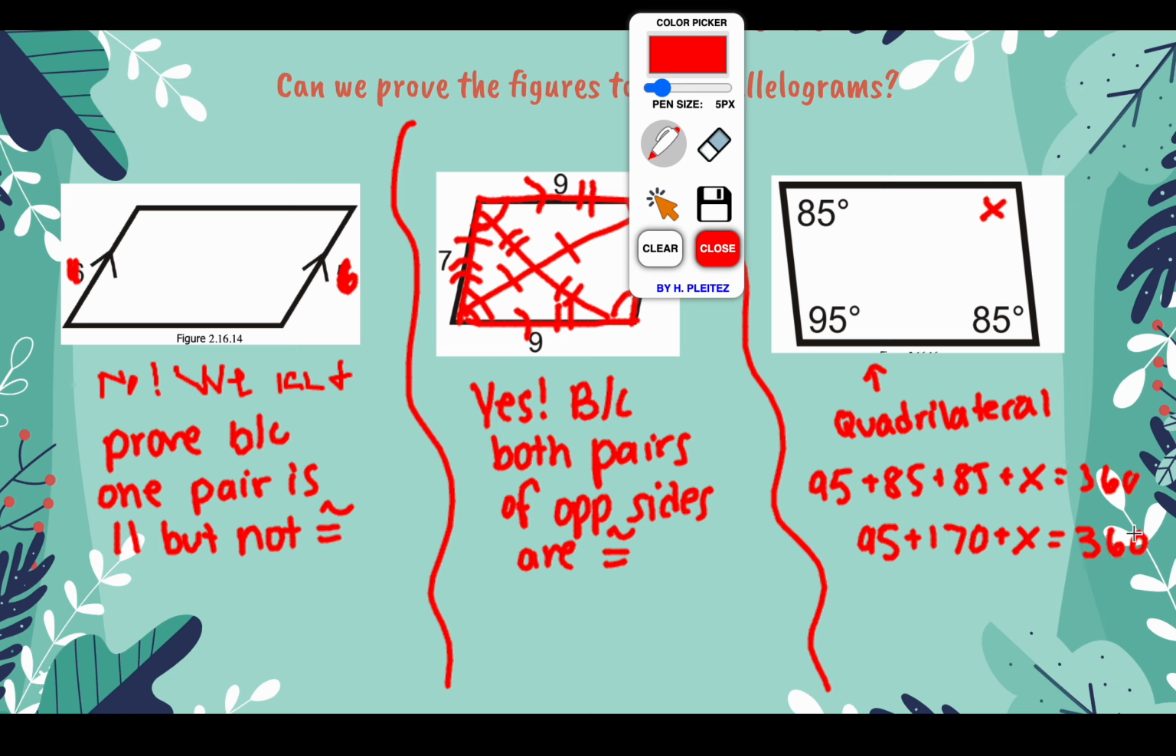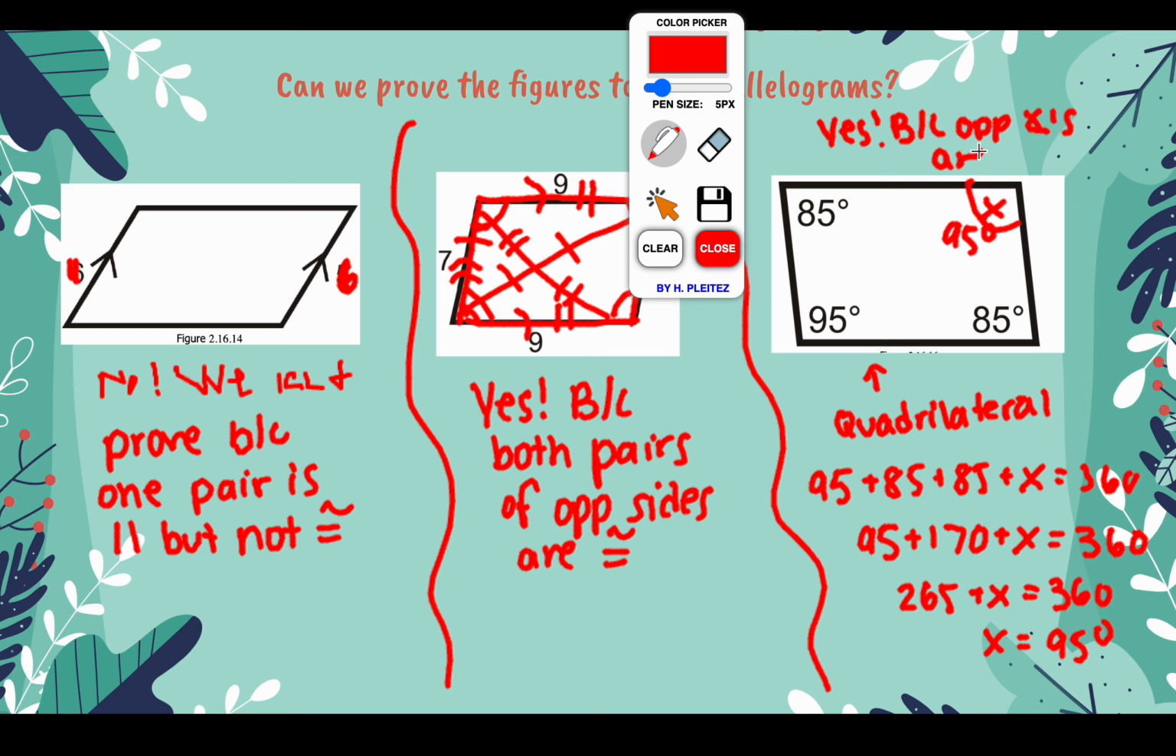170 plus 265 plus x equals 360. And then we would get 95 degrees. Perfect. Okay, look at that. 95 degrees. Bam. So yes, it is a parallelogram because opposite angles are congruent.